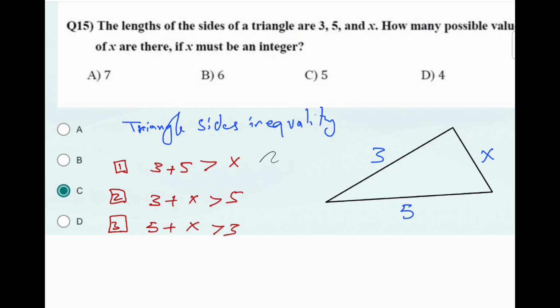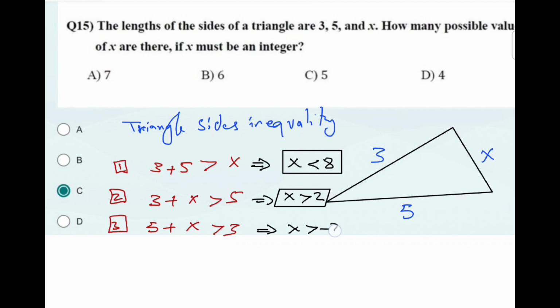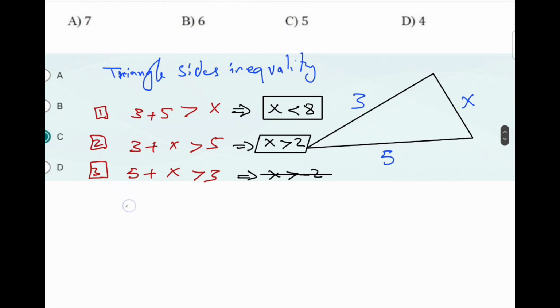Now from the first one, we have that x is strictly less than 8. So that's the first inequality. From this one, we have x must be greater than 2. That's the second inequality. And this one says that x must be greater than minus 2. And there is no need for it because x is always greater than 0, so it's always greater than minus 2. So we have that x must be strictly greater than 2 and strictly less than 8.